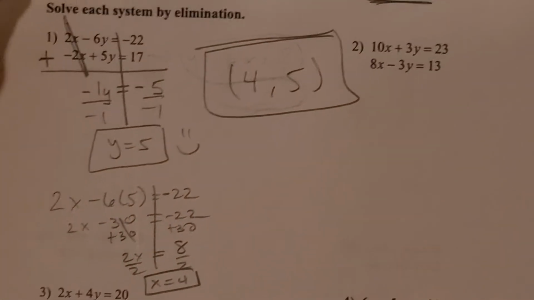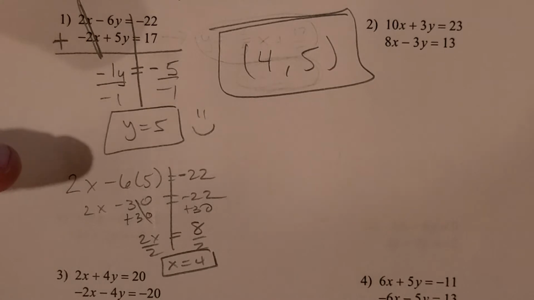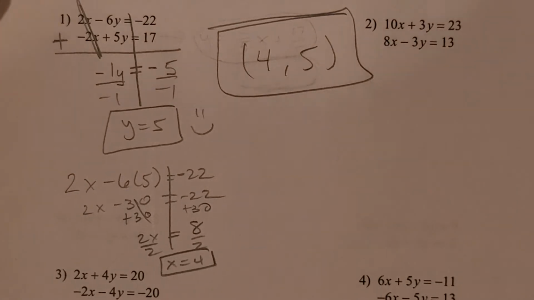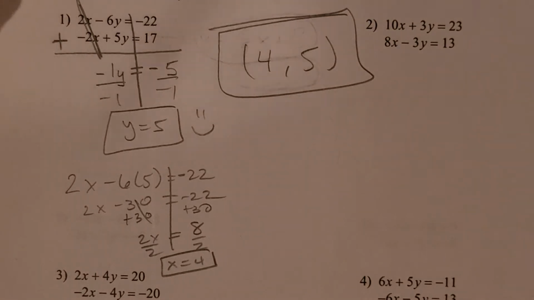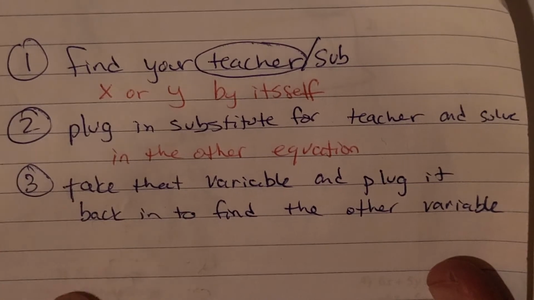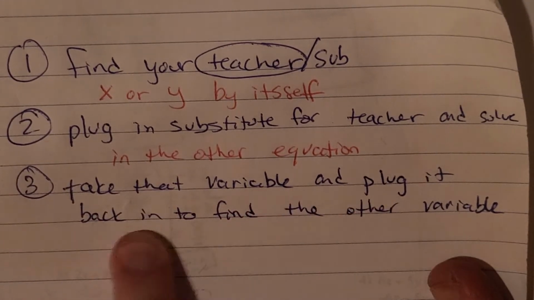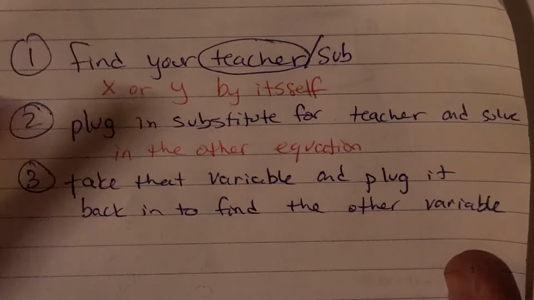Done. Recap. I added them together. That gave me half of my answer. Plug that back in to find the other half. That last part should sound very familiar. When we did substitution, the last step said take that variable and plug it back in to find the other variable. That's it. Right?